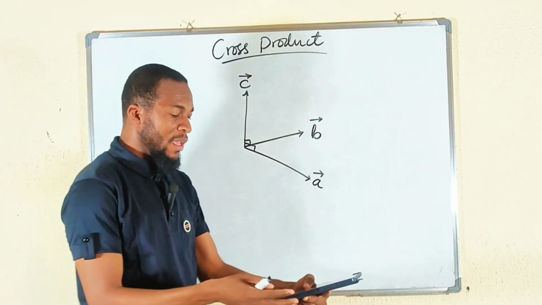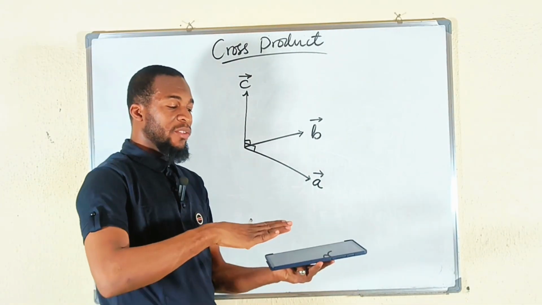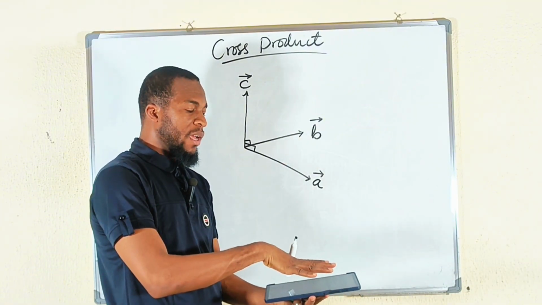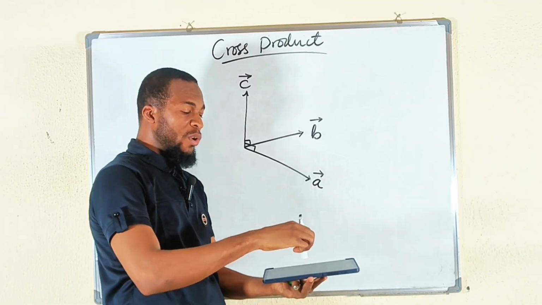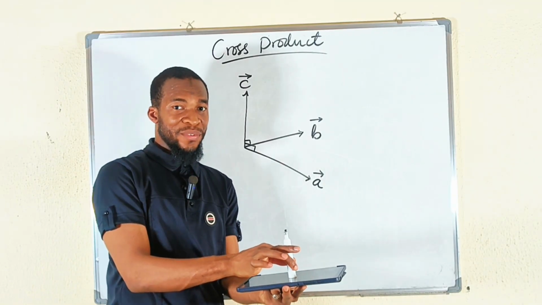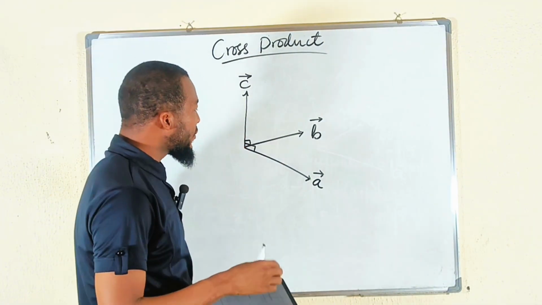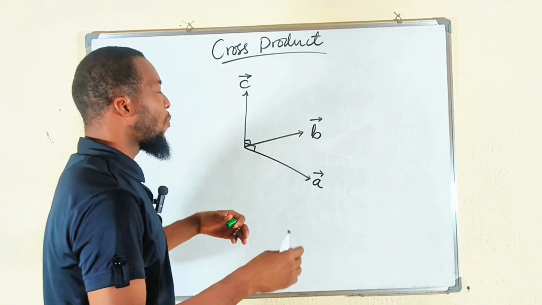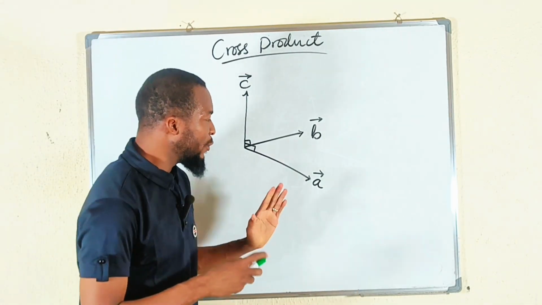Let me give you an instance. Look at my tablet here. Can you see the screen? So let's assume we have vector A and B on the screen like this. Then C here will be perpendicular. Can you see this marker? It is perpendicular to the screen. So it is always coming outside. But it always depends on what vector you are multiplying with. Okay, this is exactly what I mean.